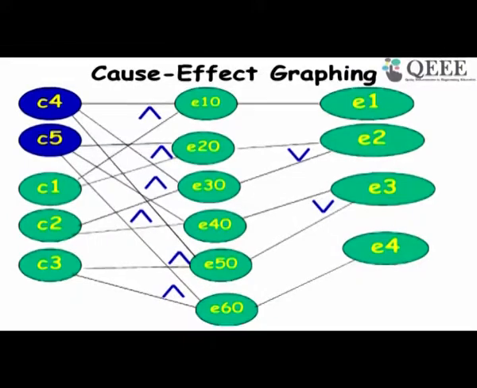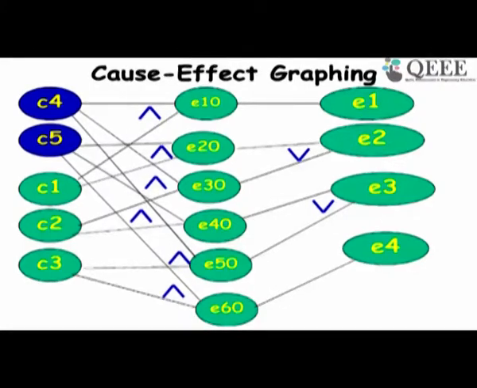C1, C2, C3 are the duration of the deposit, and C4, C5 I've drawn in a different color to simplify. C4, C5 are the amount of deposit, whether it is less than 1 lakh or greater than 1 lakh. Now I have given this AND symbol here, and I'm saying that if the deposit is less than 1 year and the amount is less than 1 lakh, then the output is E4 and so on.